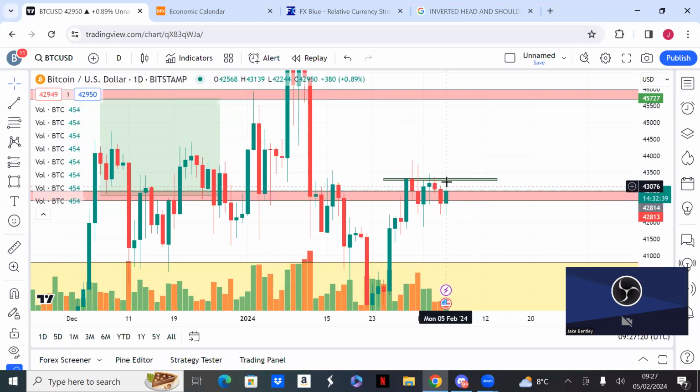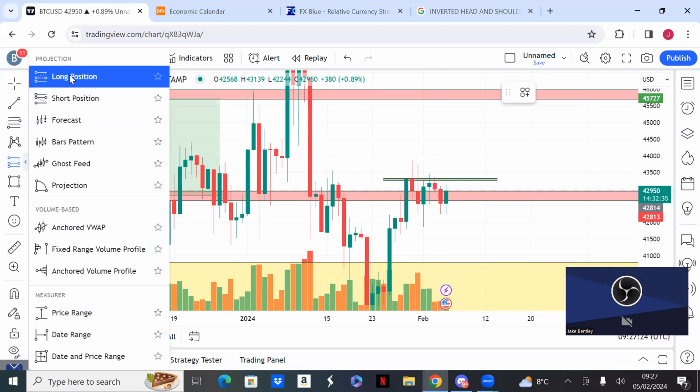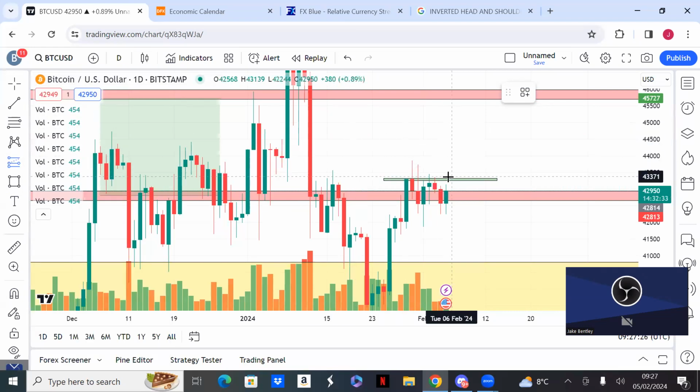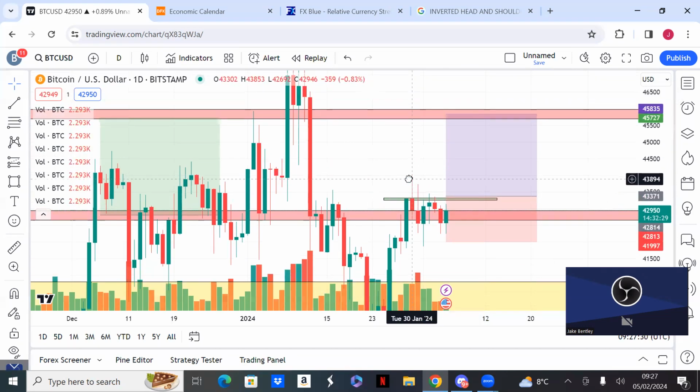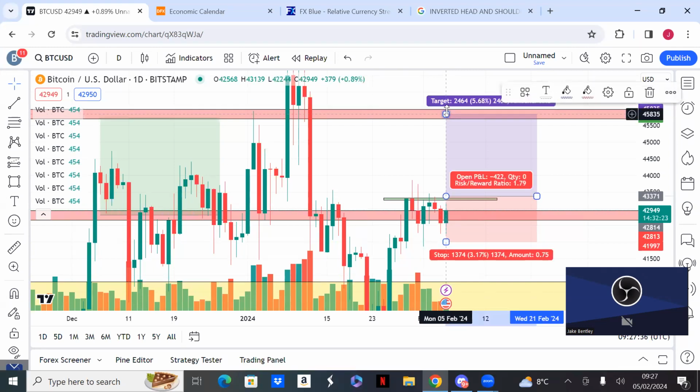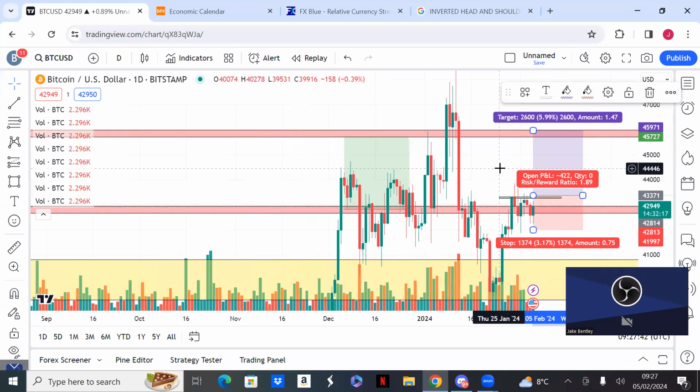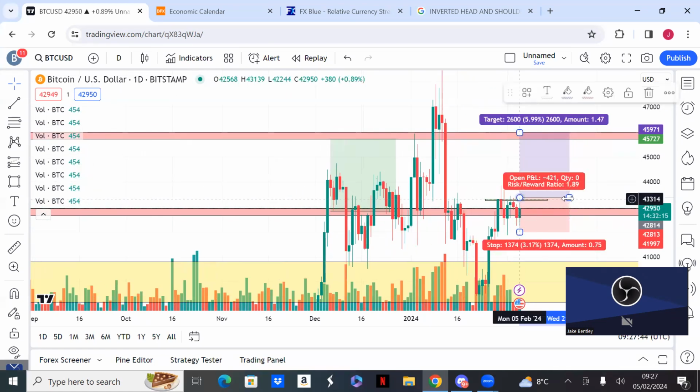So I want this to break above here, and then I'll be placing a trade and also investing as well. So if we break the 43,000 level, I would place a trade. Stop loss will more than likely be here. TP will more than likely be the 40. I'm going to go for 46. 46,000 level, key level. And that will be my trade on Bitcoin for now. Okay, so that's Bitcoin done.